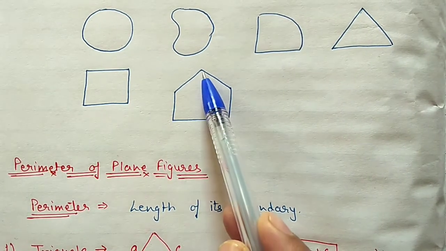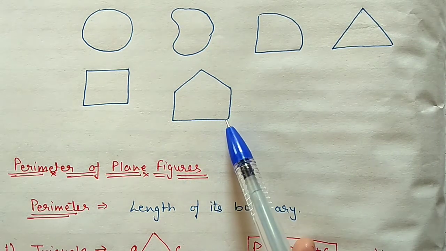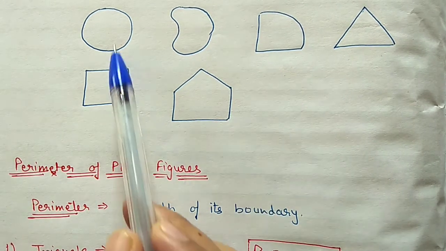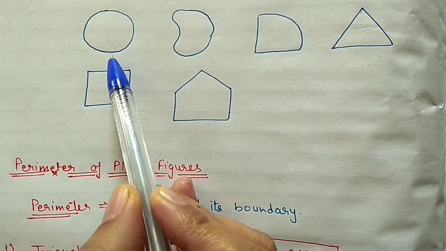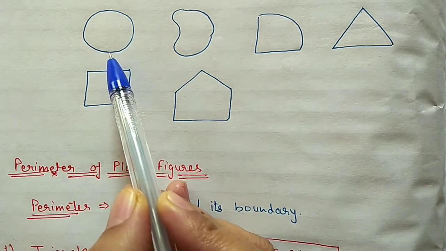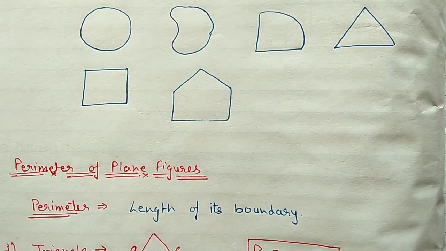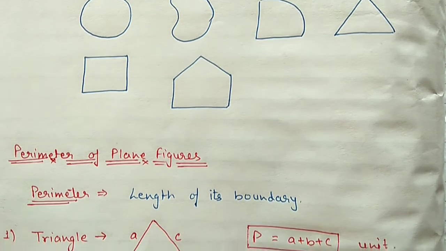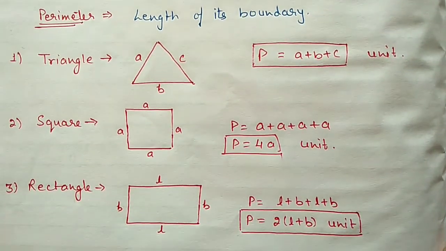If the sides are straight lines, then we can measure with the help of a scale. But if it is curved, then you can use a thread. You can keep the thread with one starting point here and then measure along the curve, and later you can straighten the thread and measure its length. So in the first exercise you will learn how to find the perimeter of a few figures.